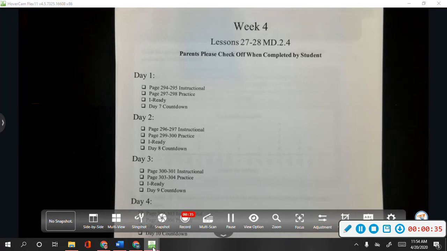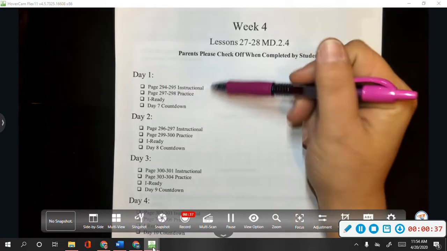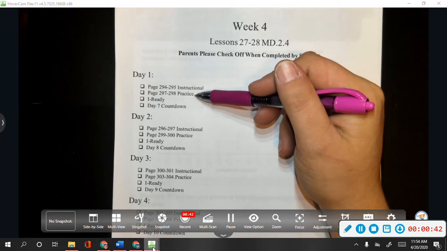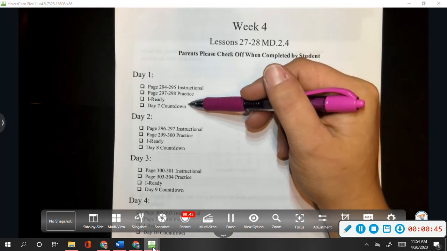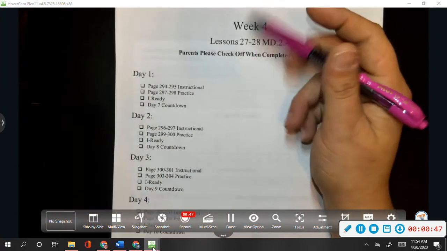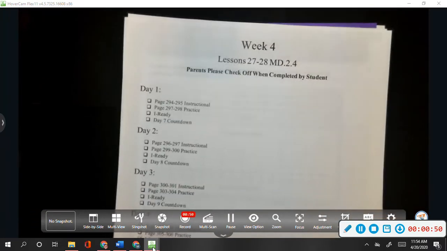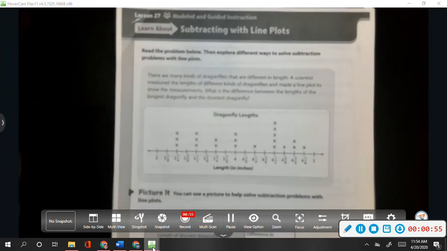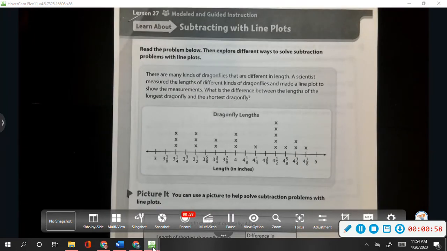We are week 4, day 1, instructional book, pages 294 through 295, practice book 297 through 298, and then we're on day 7 of our countdown. We are still in line plots. Today we are talking about subtracting with line plots. If you remember, Friday we ended our week with adding with line plots. We're doing the same thing except now it's subtraction. So it's going to be relatively the same concept. So stick with me and let's get to it.